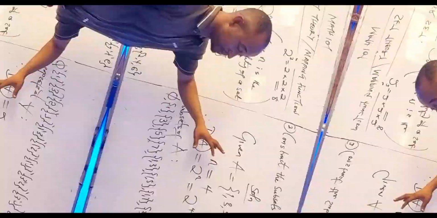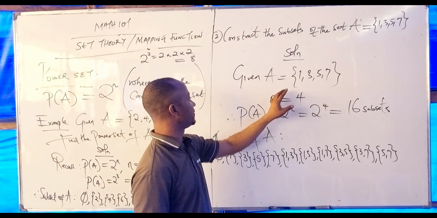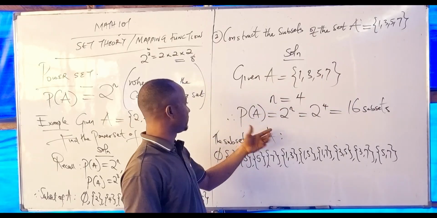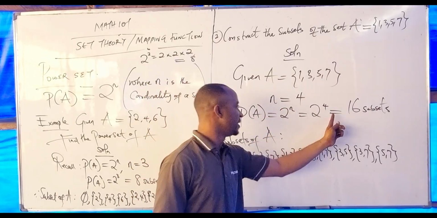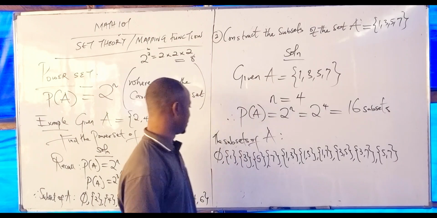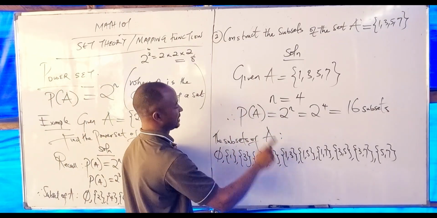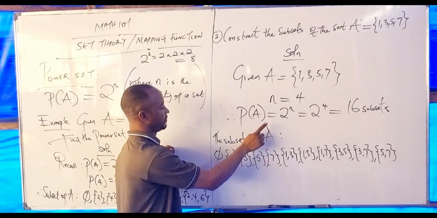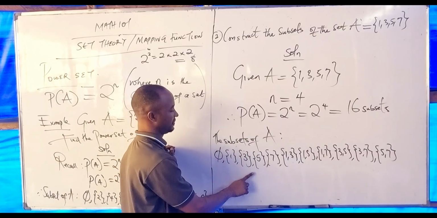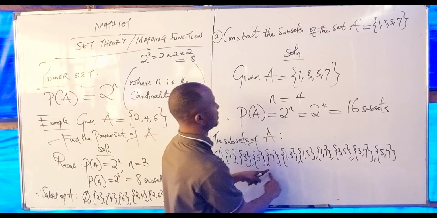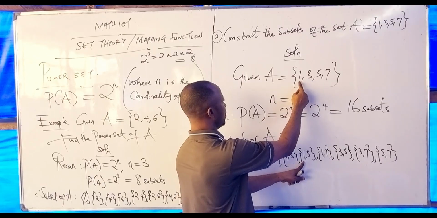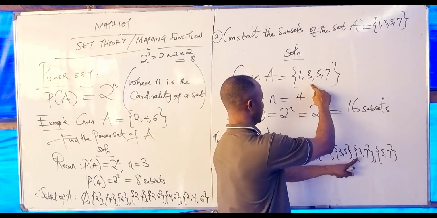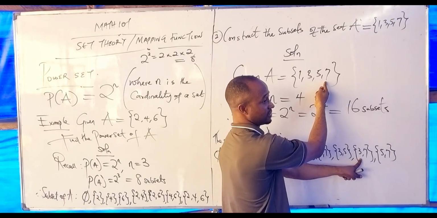Let me just repeat something. A equals this, right? The number of elements of A is 4: we have 1, 3, 5, and 7. So the power set of A is 2 raised to the power n, which is 2 raised to the power 4, so we have 16 subsets. Let's repeat again. What's the first? Empty set, followed by 1, 3, 5, 7. Then followed by 1 3, 1 5, 1 7, 3 5, 3 7, and 5 7.